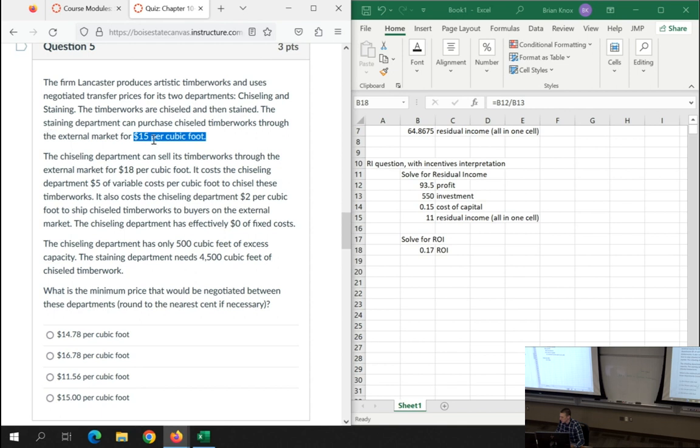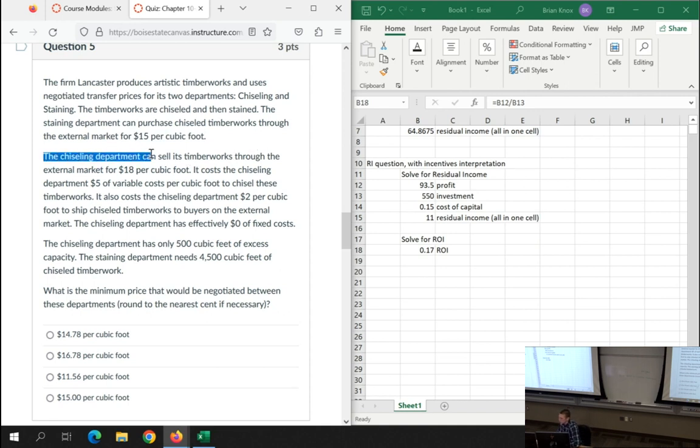The staining department can buy on the external market at $15. So if we were negotiating, that had to be the ceiling, right? Because sometimes these questions have a lot of information, and at the bottom they say, what would the maximum price be? And you're like, oh, I gotta do all the equipment. No, stop. I already told you the ceiling. Just remember that. If this said, what is the maximum price for negotiation? You would just say, well, I know it, 15. Boop. Next question. You have to make that sound though, or it doesn't work.